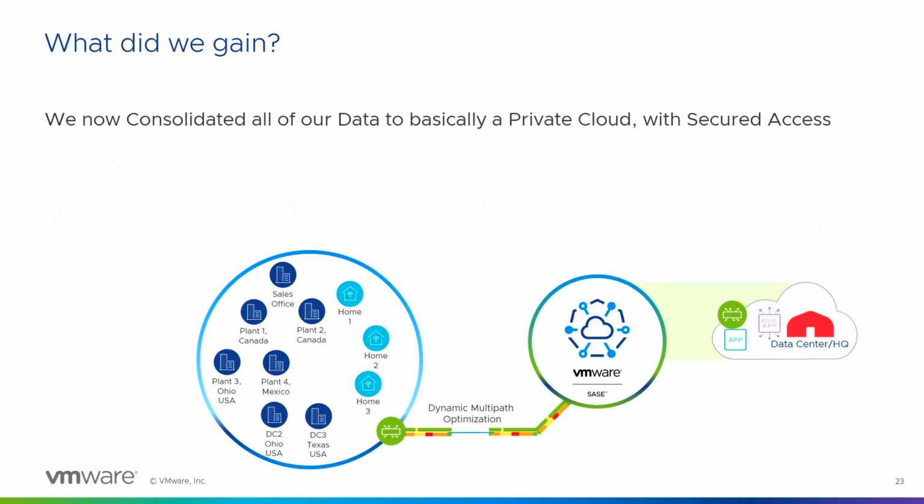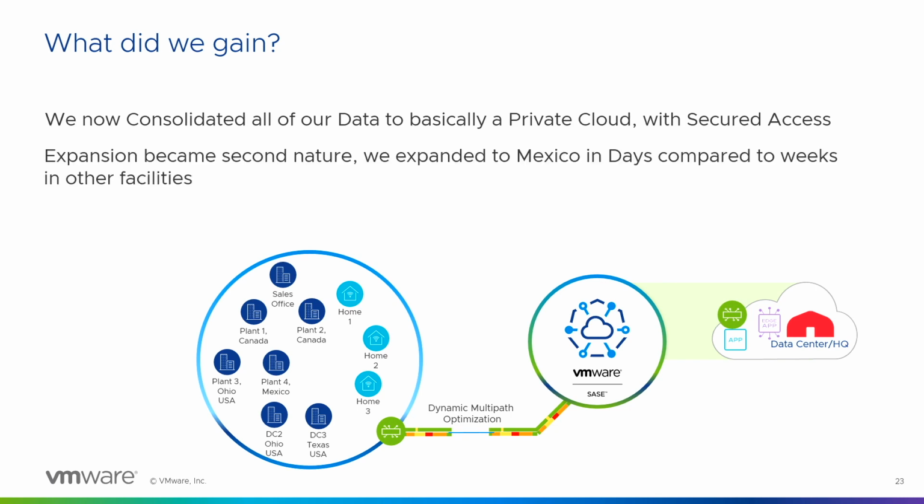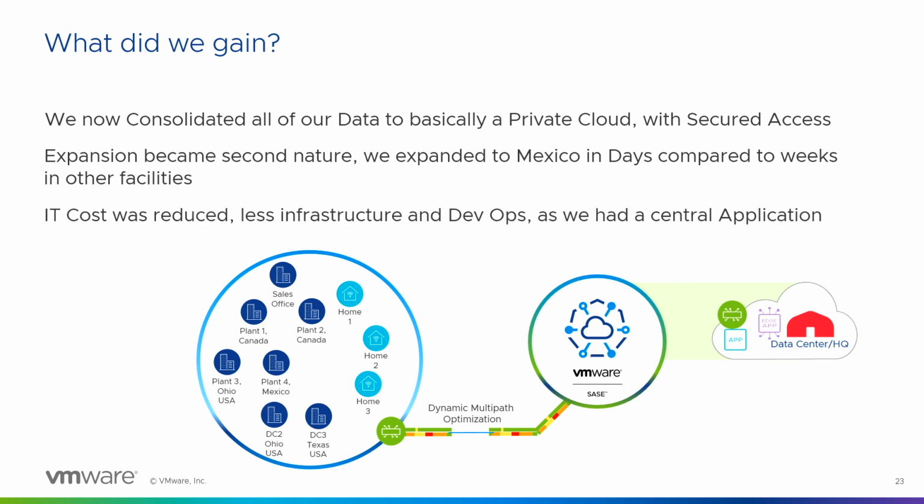So now we consolidate everything, and we basically created, I like to say, our own private cloud on-prem. It's secured, we know we can access it, we know who can access it and from where, and we have backup to it, and we've just expanded that. We expanded in Mexico, we expanded all these places, again, instantaneously.